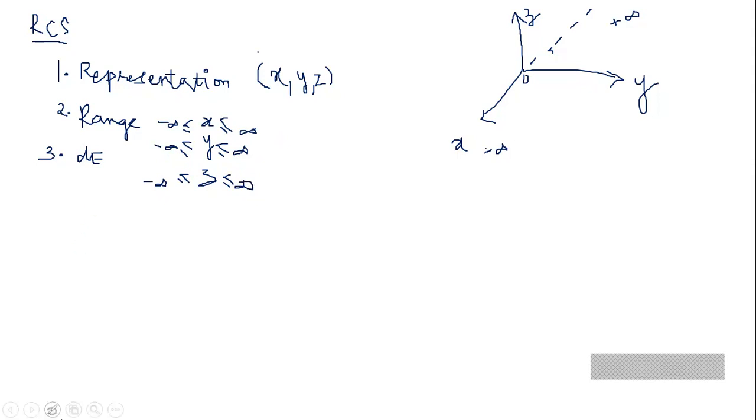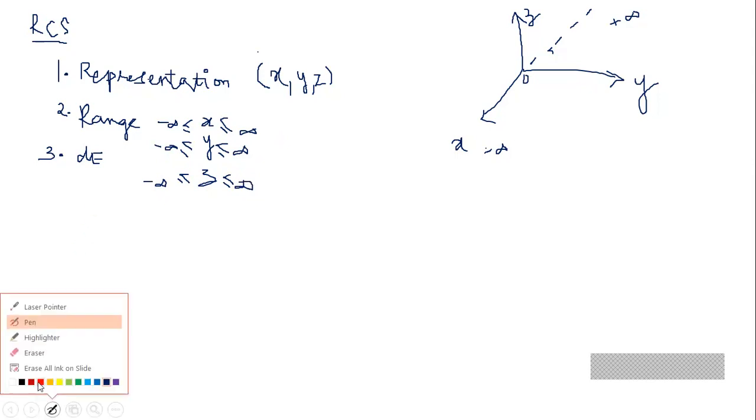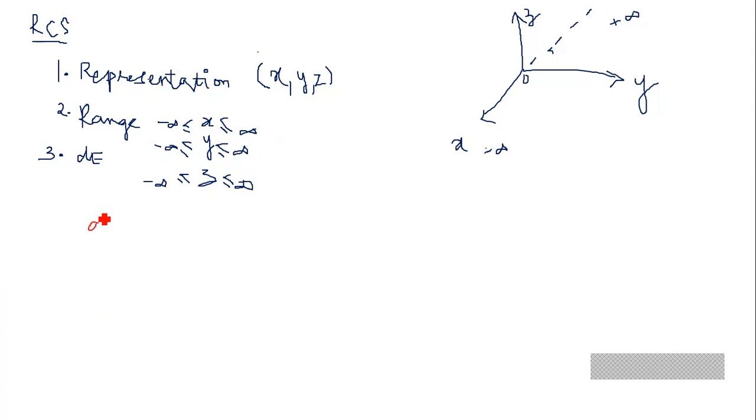Next, coming to the differential elements, I will change the color. The differential elements we took are dl, ds, and dv for volume. For these three cases, I am taking a small portion of this line and marking it as dx, a small portion on the y-axis, which I write as dy, and similarly a small portion on the z-axis, which I write as dz.